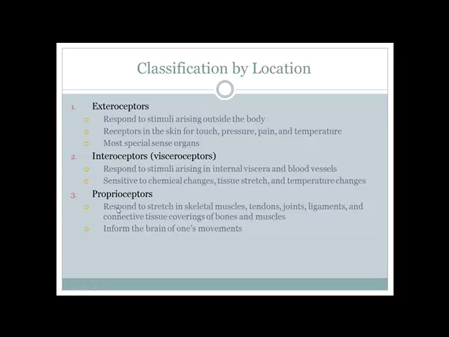Proprioceptors are going to be how your body knows where it is in space. It's going to give you awareness of where you are. So these will be in skeletal muscles, tendons, joints, and ligaments. And like I said, this lets you know your movements. It lets you know where you are in space. You can close your eyes and put your right hand behind your head and know is it close to your head or far from your head without looking.